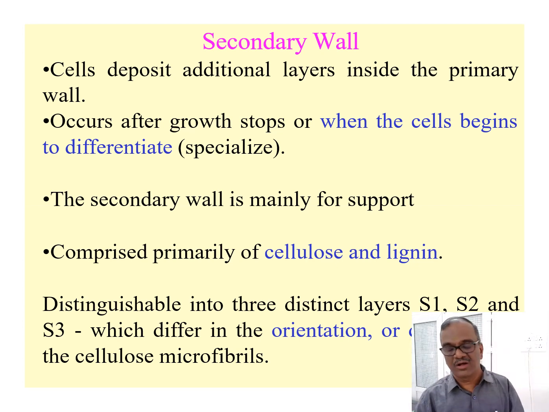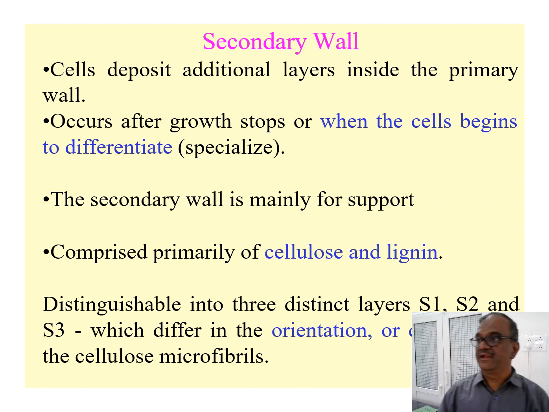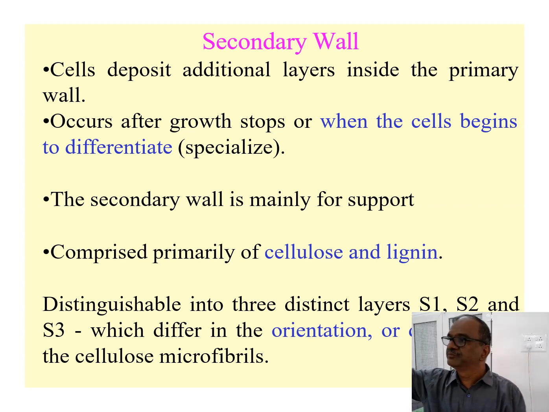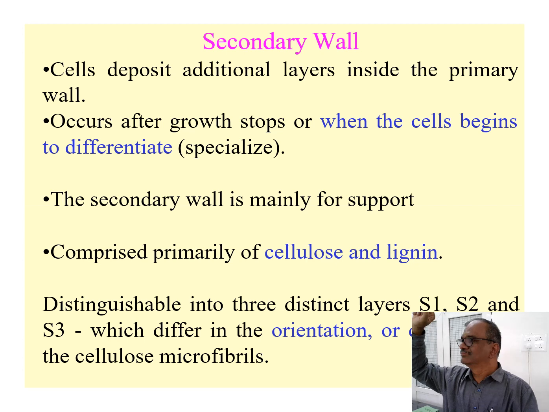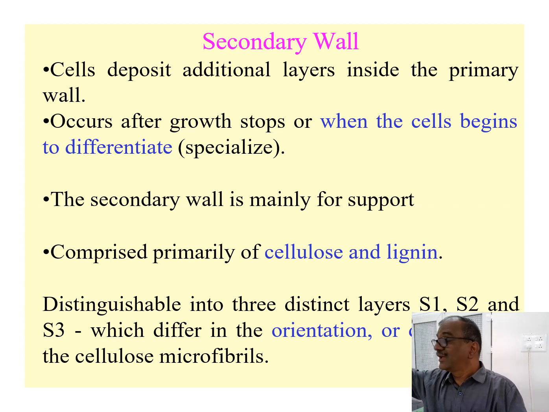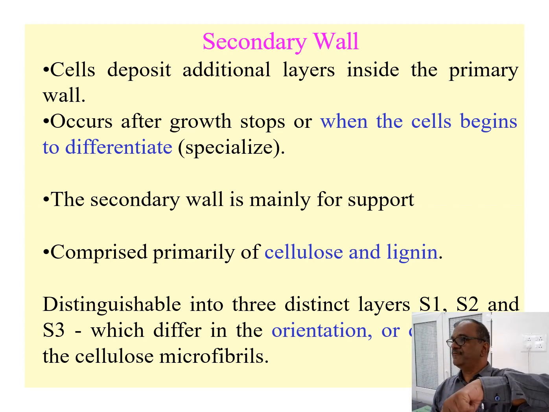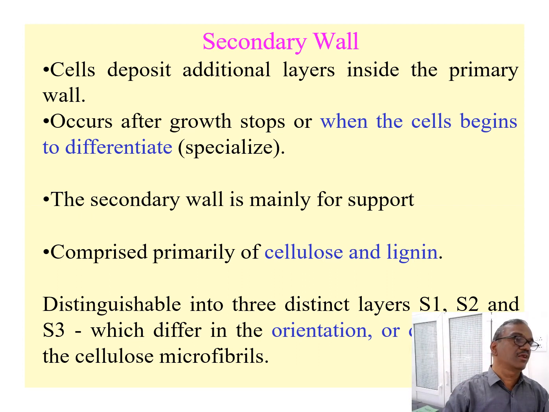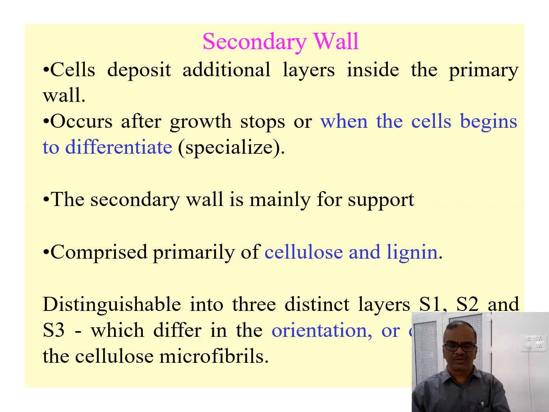The secondary cell wall is also for support, and it comprises cellulose and lignin. Now you can say what the composition of the middle lamella is. Not pectic polysaccharides; that is in the case of the primary lamella. The primary cell wall has cellulose, hemicellulose, pectin, and protein. When it comes to the secondary wall, it is cellulose and lignin. Besides lignin, there are some more, as you will see.